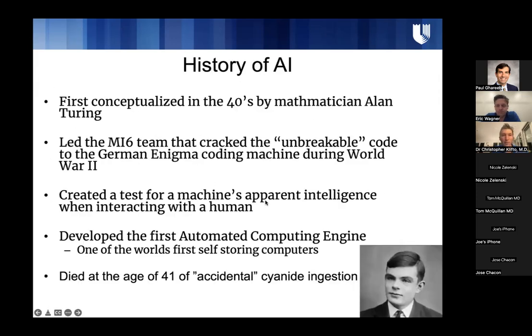So if we talk about what AI is, AI was first conceptualized in the 40s by a mathematician named Alan Turing. And I think you all know him. The movie was just made. I think it was called The Unbreakable Code or whatever it was. But he essentially led an MI6 team that cracked the unbreakable code of the German Enigma coding machine. And that's essentially how they credited that we won World War II, by being able to decode their systems. So he subsequently created a test for machines' apparent intelligence, which was the first time that machines really interacted with humans.